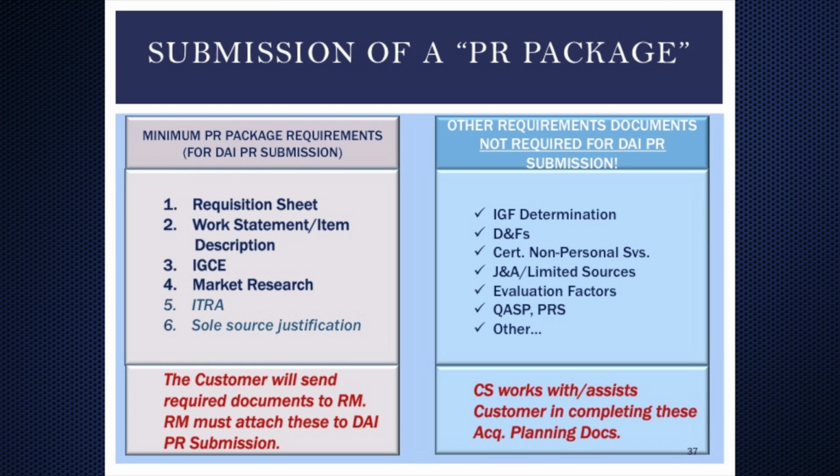The bottom 2, 5 and 6, they are italicized. And the reason why I put those in italics is because they are mandatory required documents if they apply. The first one is ITRA for requirements with IT components. We'll talk about that. And the final one, the sole source justification, only if you are saying that you can only get what you need through one company do you need to submit this justification.